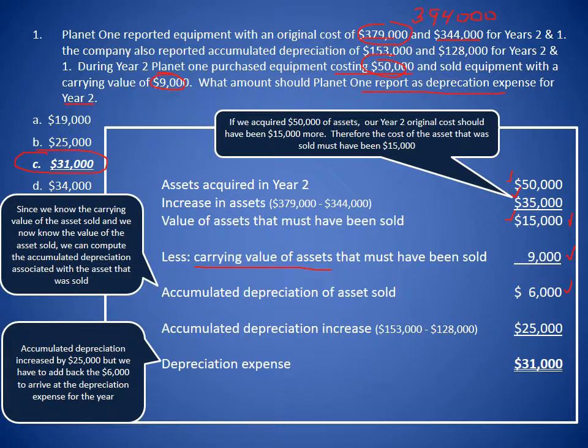So now when we take a look at our accumulated depreciation, it shows that we had a net increase of $128,000 to $153,000. That's $25,000. But that's net of the accumulated depreciation from the assets sold. So what we need to do is add the depreciation of the assets sold back to the accumulated depreciation increase. So that means our depreciation expense for the year was $31,000.